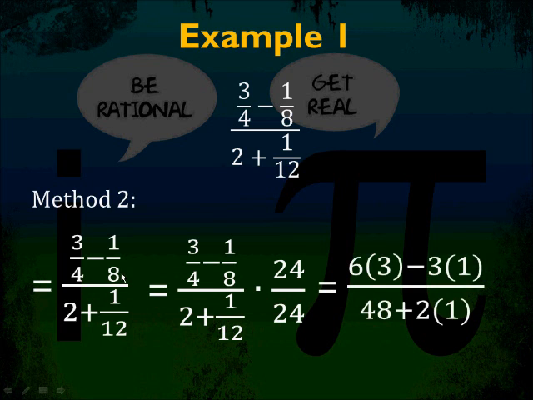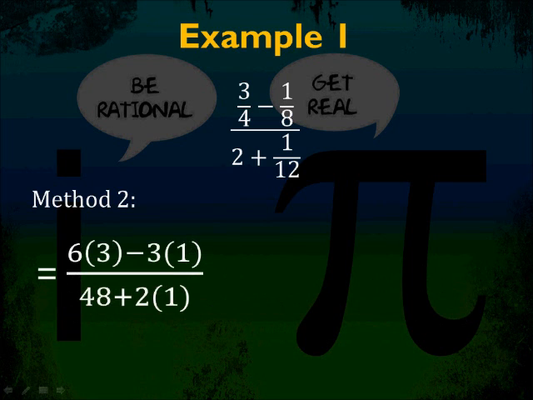So if you do this, 24 times 3/4 results in 6 times 3, because 24 divided by 4 is 6, minus 3, which is 24 divided by 8 times 1. 24 times 2 is 48, and 24 times 1 over 12 is 2 times 1. So at this point we can simplify this expression. That becomes 15 over 50. We divide the top and bottom by 5, and again we end up with 3 over 10.